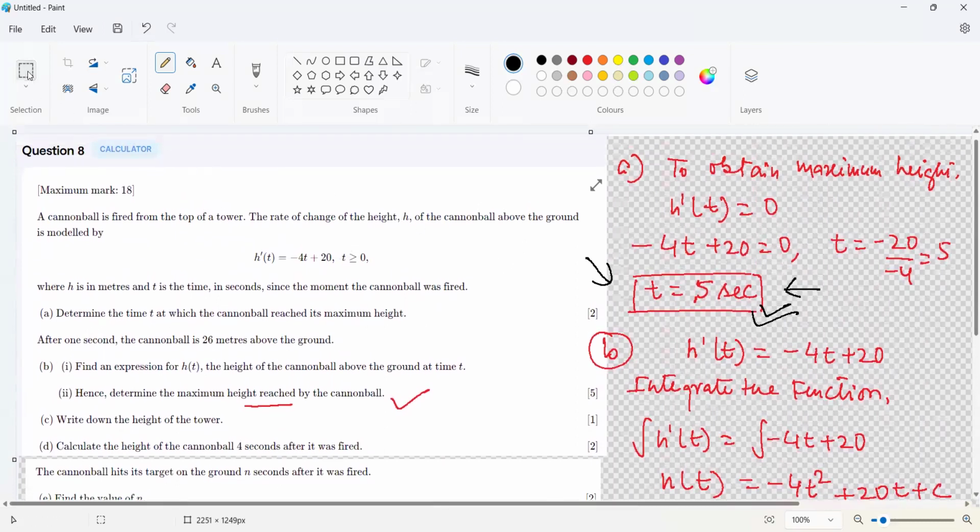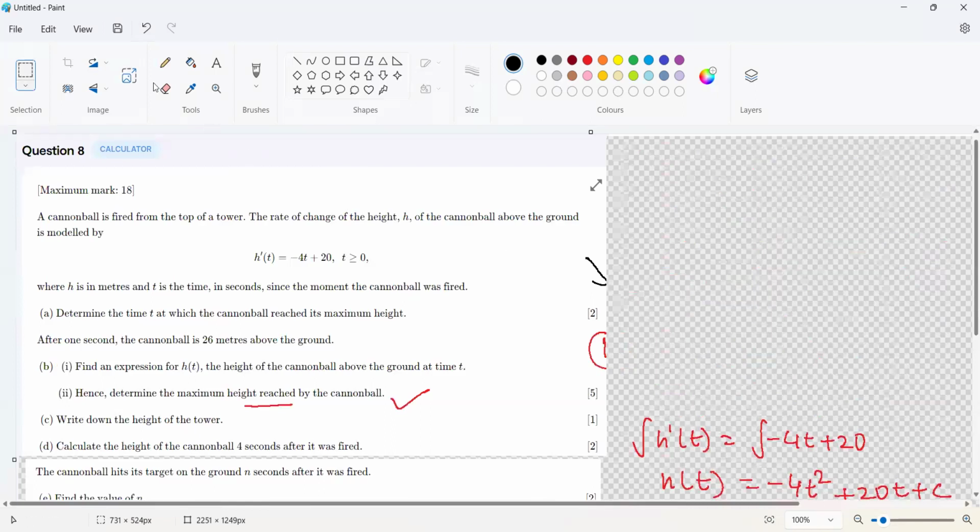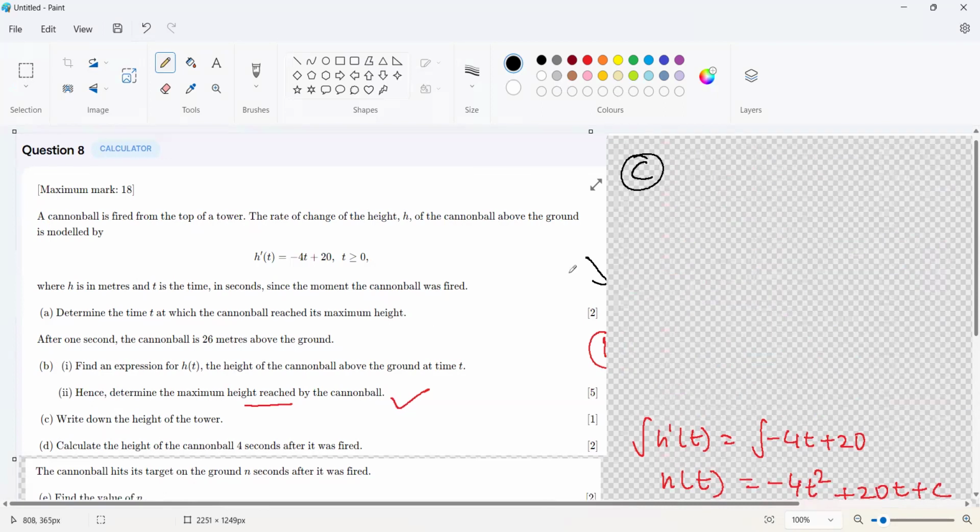Now come to part C. Write down the height of the tower. What is the height of the tower? We don't know. But if you read the question, the cannonball was fired from the top of the tower. From here, the cannonball was fired.